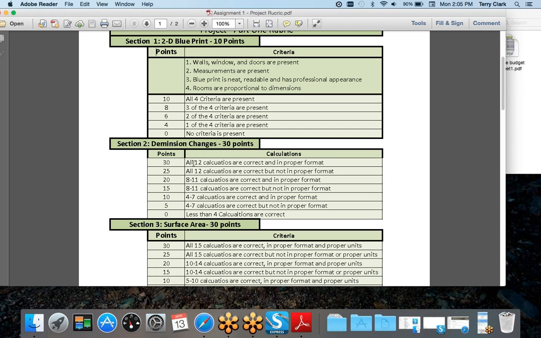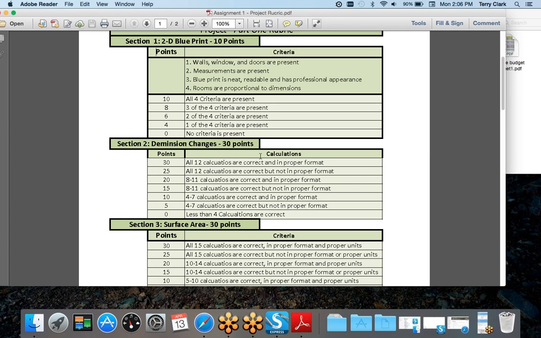Another thing that I'm going to look to the side, it says all 12 calculations are correct and in proper format. So now I know that I have to perform 12 calculations in order to get the full amount of credit. So for the dimension changes, there's going to be 12 calculations. And then the proper format means that we've already provided you with a worksheet for you to put your numbers on and show your work. So that's where you'll use the proper format.